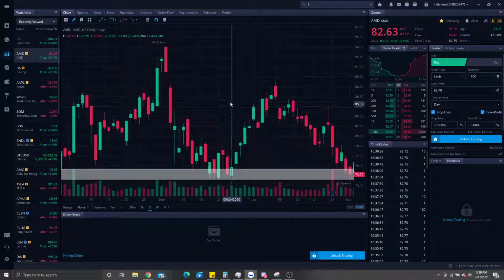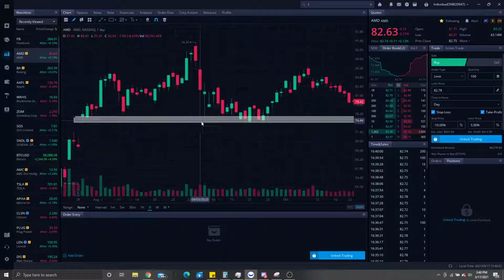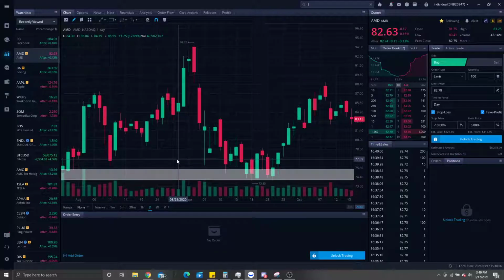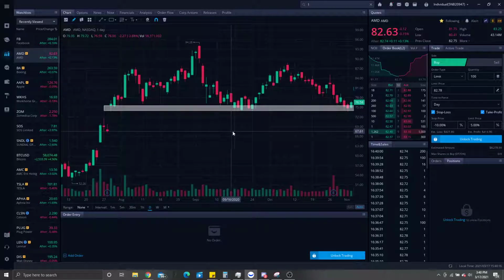Pin bars are candles with long wicks and small bodies. What this candle tells you is that there's very strong price rejection in this area to the upside. Sellers pushed the price all the way down here, and then buyers said, we ain't doing that, and pushed the price all the way back up here. So that's a very bullish candle.